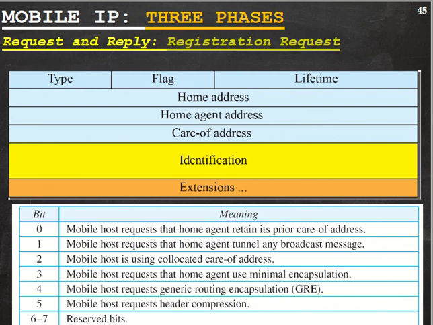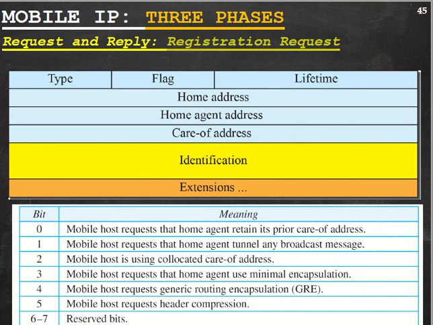That is a request from the mobile host to the foreign agent. So we'll see what these fields are now. First one, as I said, is type. This is an 8-bit type field that defines the type of message. For a request message, the value of this particular field has to be 1.